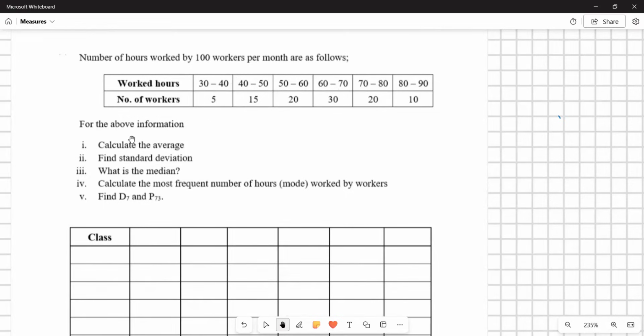Right. For the above information, calculate the average. The second one, find the standard deviation. Third one, what is the median? Calculate the most frequent number of hours, the mode. Find D7 and P73. Right? Without calculating one by one.